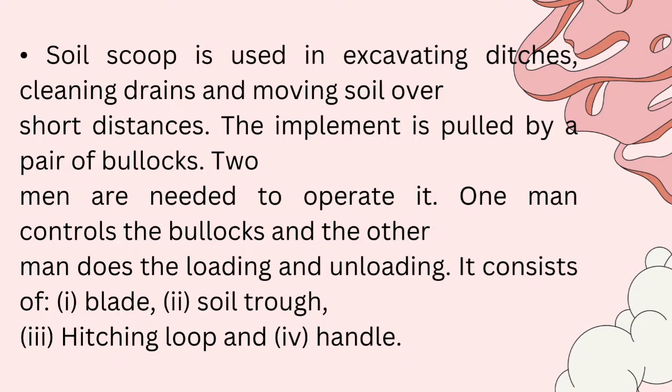Hitching loop. The 2 ends of the loop are fitted on the side of the soil trough. The loop is made of mild steel round. Handle. The 2 handles are usually made of timber or mild steel flat.